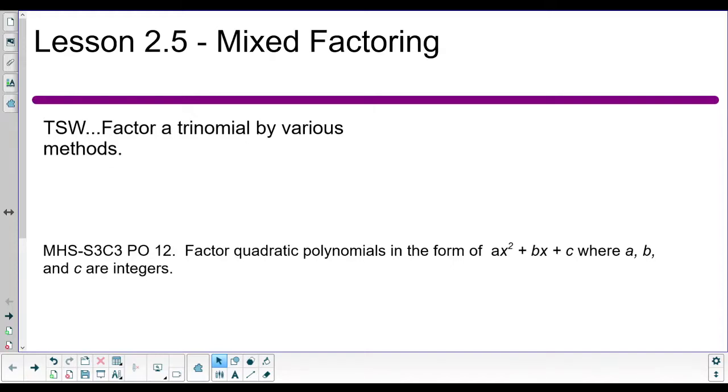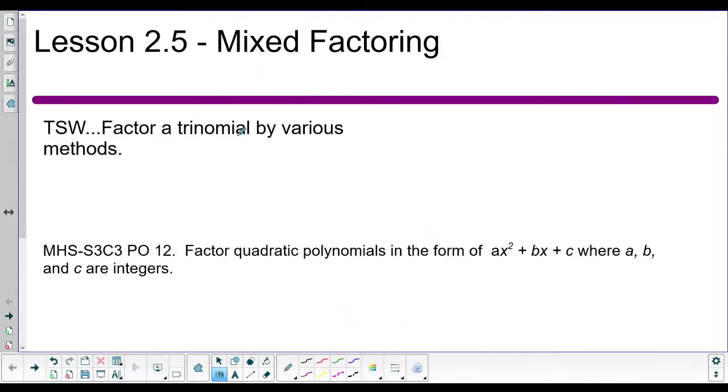We're going to talk about mixed factoring. And you're going to say, mixed factoring? That sounds stupid hard. And it's actually not stupid hard. It's actually just a fancy way to say review, but with all of the different types of factoring mixed together.